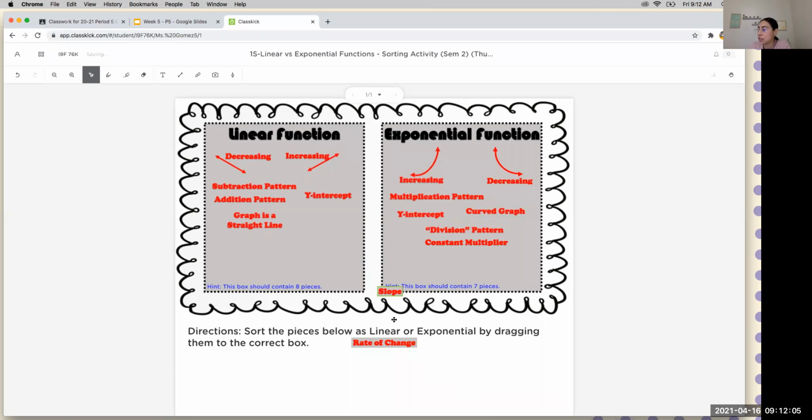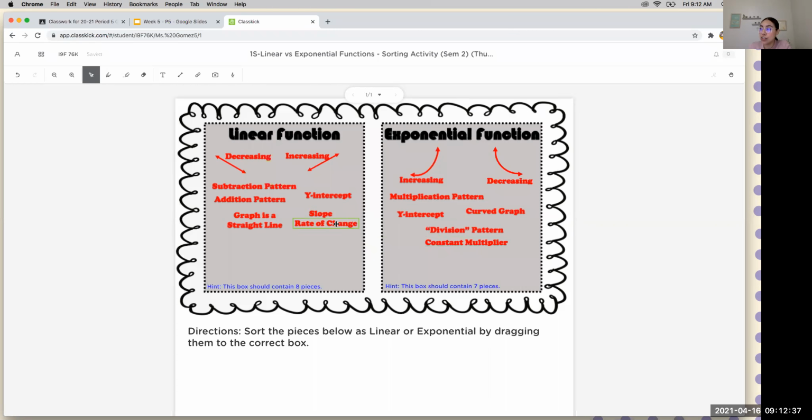The last two here, we'll start with this one, slope. Thumbs up, linear, clap, exponential. What function has the slope? Yes, good job. Slope is a linear function feature. And then that leaves us with the rate of change or constant rate of change. So which function has a constant rate of change? Is it linear? Thumbs up. Clap for exponential. Yes, good job.